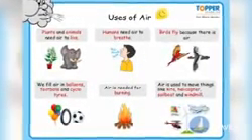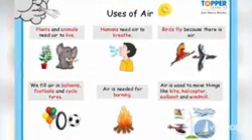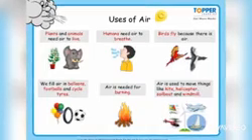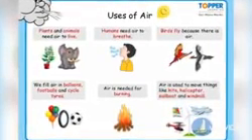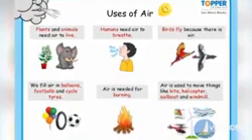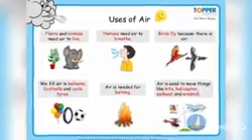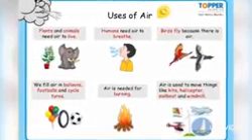Uses of air. There are many uses of air. The plants and animals need air. Humans need air to breathe. Birds fly in air. We fill air in the balloons and footballs. Air is needed for burning. Air is used to move the things like kite, helicopter, sailboat and windmill.